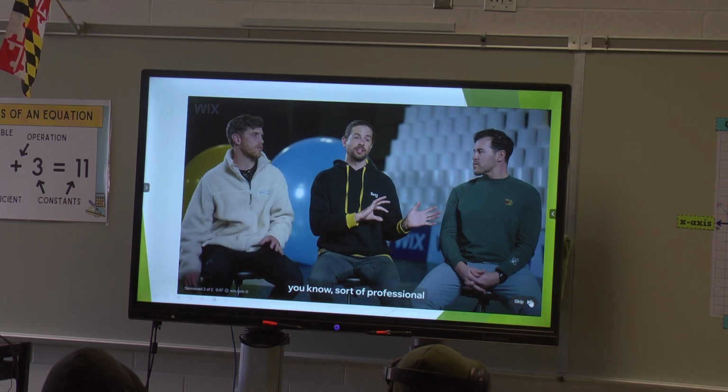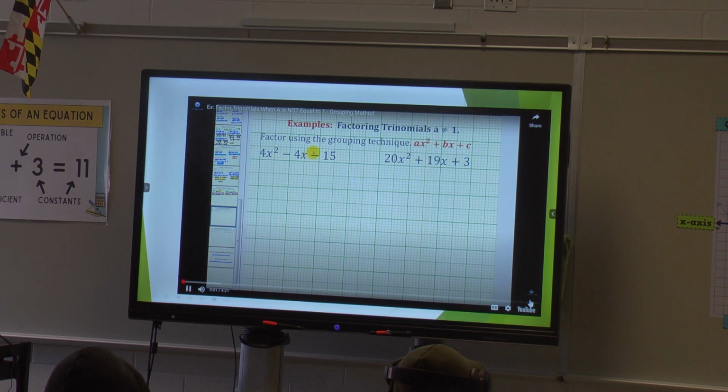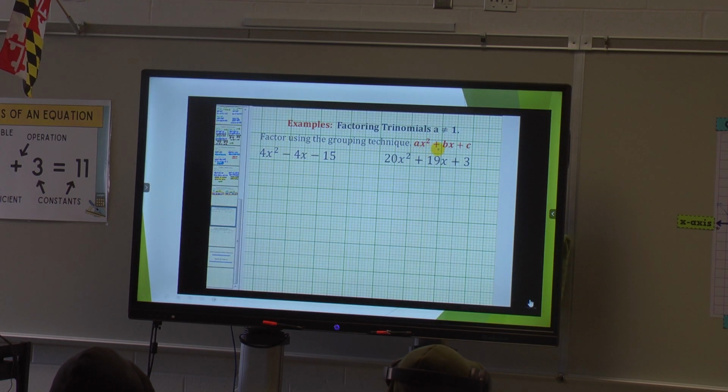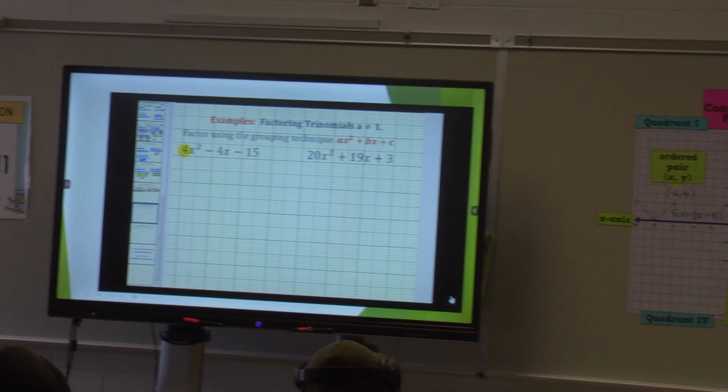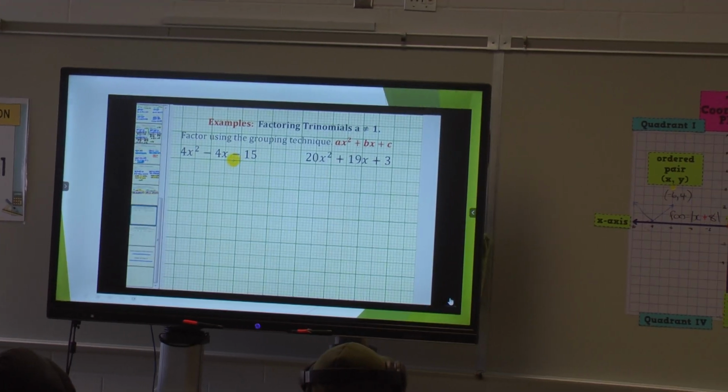Now we're going to take a look at factoring trinomials in the form ax squared plus bx plus c when a is not equal to 1 and a is not a common factor. In this video we'll use the grouping technique to factor these types of problems. So the first step is to recognize that 4 cannot be factored out of this trinomial.